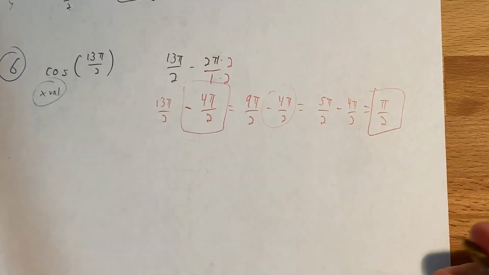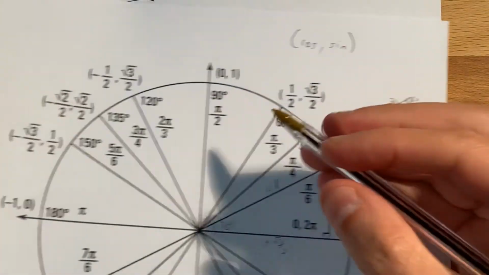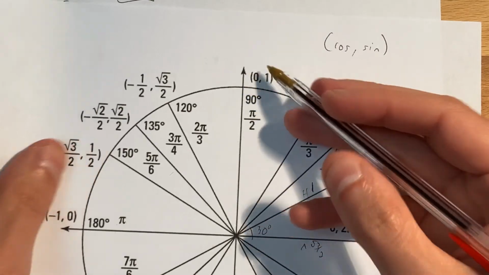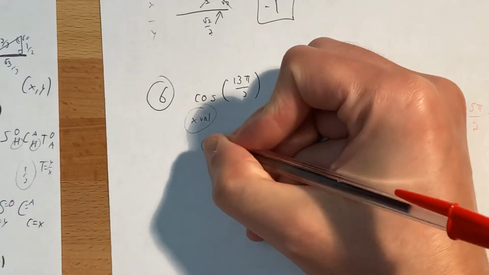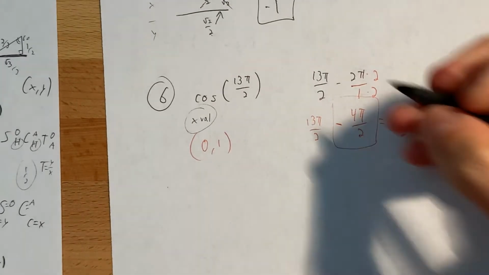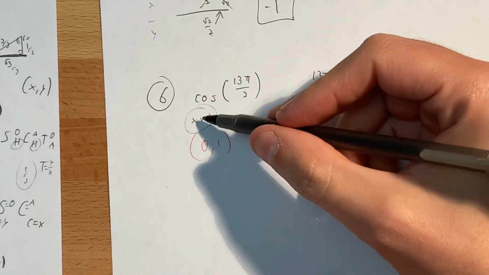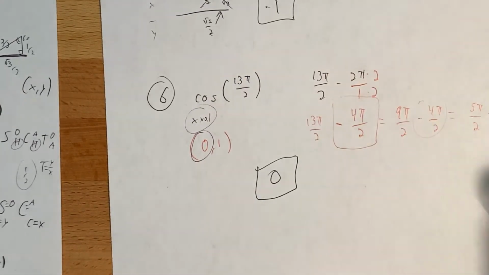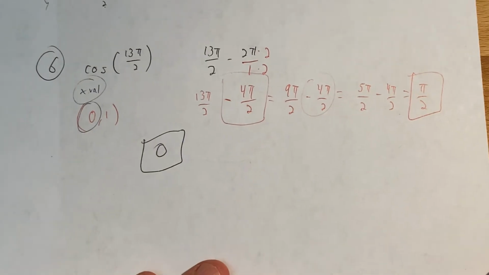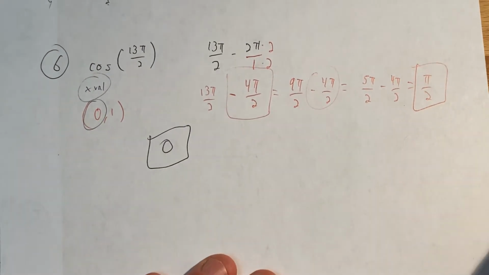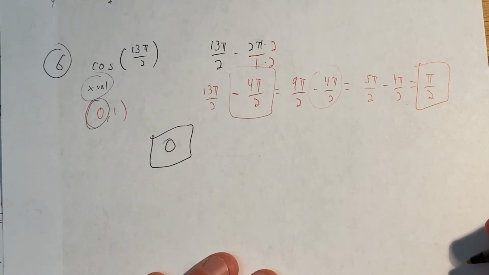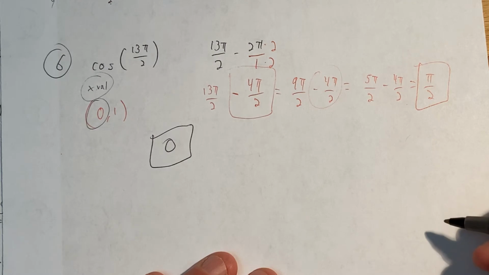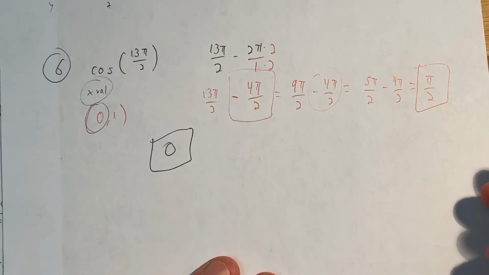And ladies and gentlemen, that is something that's actually on the unit circle right there. Pi over 2 is 0, 1. And cosine is the x value. The x value is 0, so the answer is 0. So that is it. Number 6 is 0, the cosine of 13 pi over 2. That's it. I hope this video has helped.